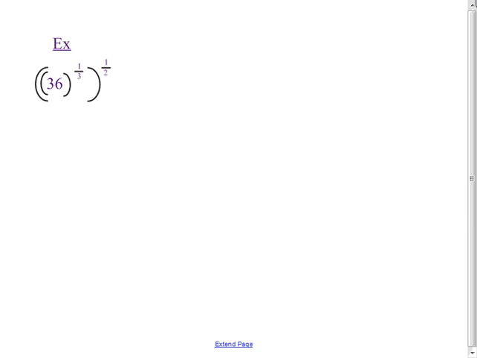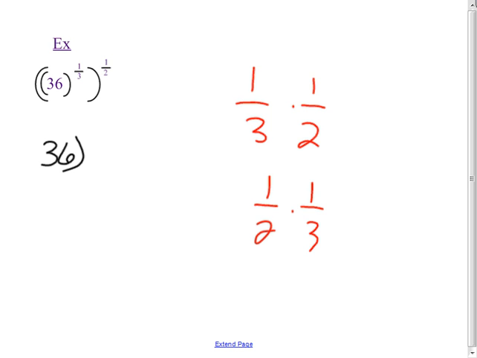Now keep in mind, power to a power you multiply. So I'm multiplying 1/3 times 1/2. Does it matter which order I multiply by? Can I take 1/3 and multiply it by a half? Or can I take 1/2 and multiply it by a third? Does it matter? Okay, so what I'm going to do is I'm going to rewrite this. It's 36 to the 1/2 to the 1/3.